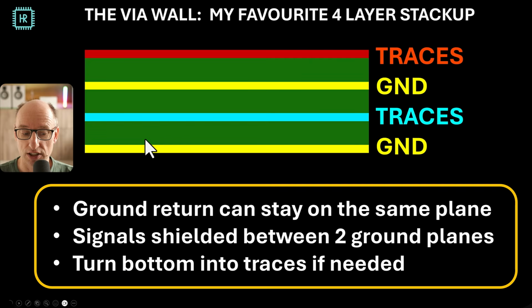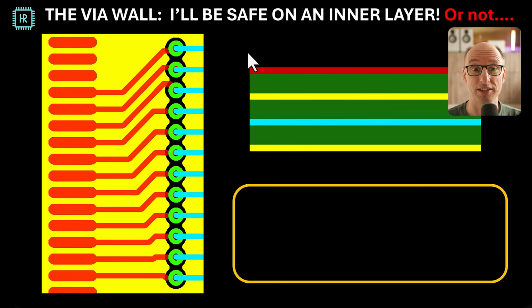Now, if your design gets more complicated, you can turn the bottom into traces or power, or a combination of traces, power, and ground. So what's the idea behind the via wall? The basic idea is I'm going to put my signals on an inner layer as fast as possible so they cannot interfere anymore, and I solve all problems. Whenever you find yourself thinking that you have a really smart idea when it comes to grounding or interference, that's usually the moment you make an error. And this is a typical example of it I've seen many times.